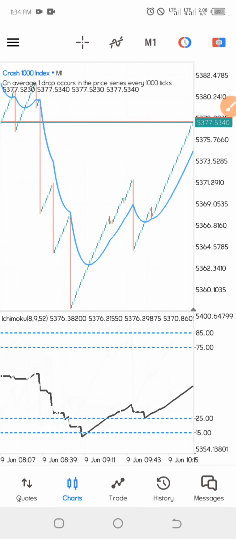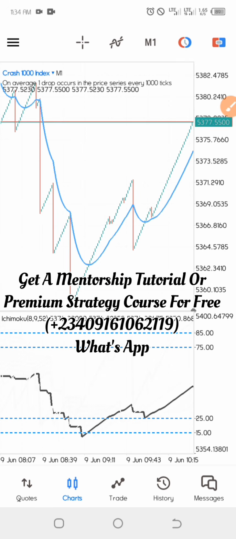Now how does this strategy work? This strategy works very simply, and as I told you before, you are going to be trading with the spike. So no spike, no trade. When there's a spike, you take a trade.